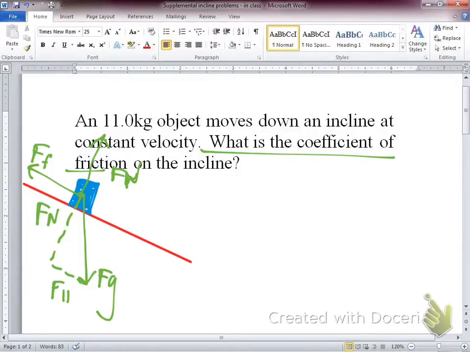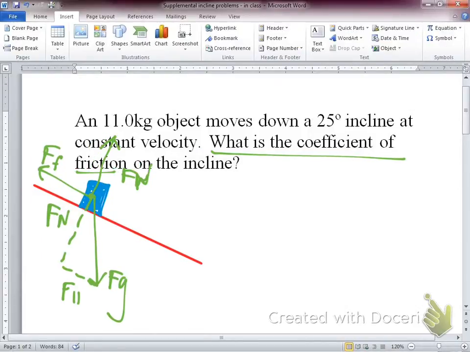So first and foremost, where does our 25-degree angle go in our gravity triangle? Here, here, or here? Right there. So this is 25 degrees. The first thing that we do is solve for the components of that gravitational triangle. So we need to solve for F sub n and F parallel.